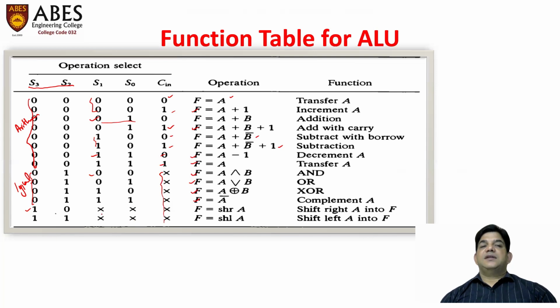After this, S1 and S0 have no meaning, they are don't cares, because for S3 S2 equal to 1, 0 we perform the shift right, and for 1, 1 we perform the shift left. So these are the basic operations performed by the 1-bit ALU at one bit position.